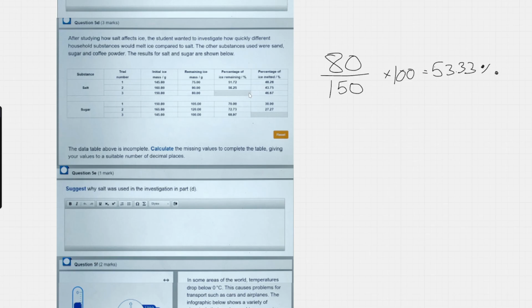And second one, percentage of ice melted, you would do 145 minus 100. So 45 grams of ice melted. Now we're going to do the same process we used for the first one. 45 upon 145 and multiply this by 100 for percentage 2. And this would yield 31.03% for the answer to question 5D.